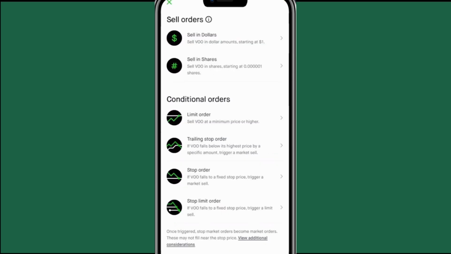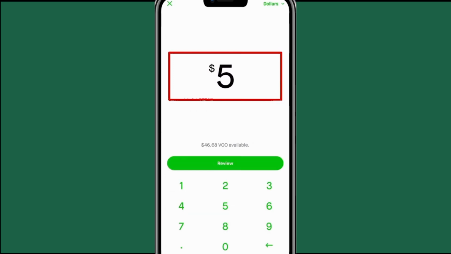In pre-market, limit orders are usually better because they give you more control over price. Enter the number of shares or the dollar amount, review the order, and submit it.